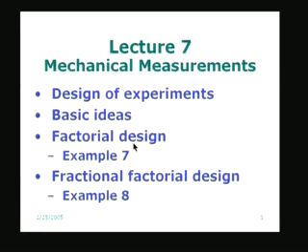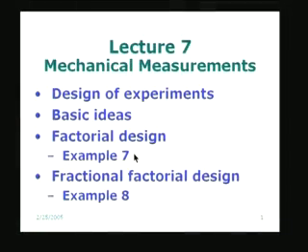Then we will talk about a class of measurements which is termed factorial design, and we will explain all the terms which are used with respect to factorial design, and then we will follow it up with a simple example which I call example 7, and then I will move on to the fractional factorial design. The difference between the factorial and the fractional factorial design is to reduce the number of experiments that need to be conducted, and that is to be done by using some basic principles, and that is what is going to be covered in this lecture.